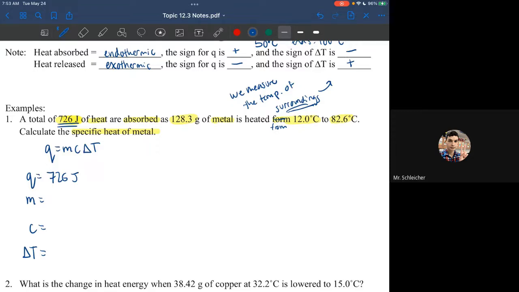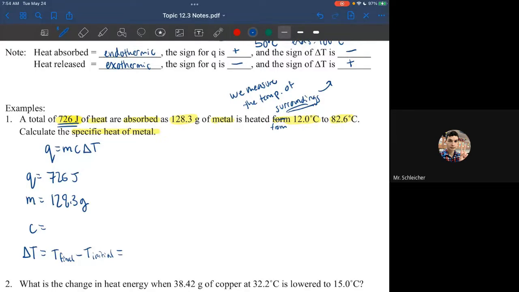For M, I know that the mass here is 128.3 grams of metal. I don't know what kind of metal, but you don't really have to know the kind. Just know that it's one kind of substance there. And then I know my change in temperature is going to equal my final minus initial temperature. So you could do T final minus T initial and fill in the numbers for that.